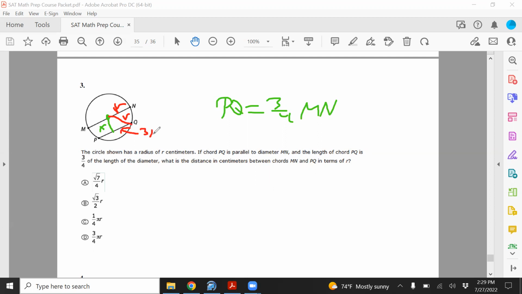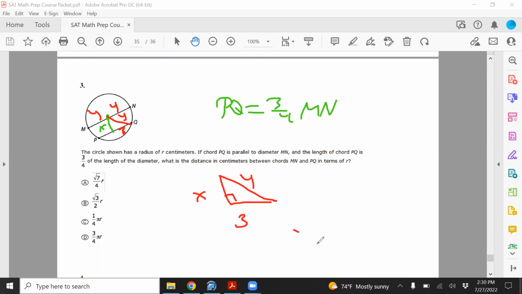This is 3/4 R, because they did say, after all, that PQ is 3/4 of MN. So since I'm looking at half of MN and half of PQ, they're going to follow the same ratio. So you can do that. That's actually a fair thing to do. Another thing you can do too is plug in numbers. If you so desire, you could have said the radius is 4, perhaps. Then MN is 8, so PQ is 6, so therefore that's 3. So you could do that also. There's no harm in doing that. It makes it far more manageable.